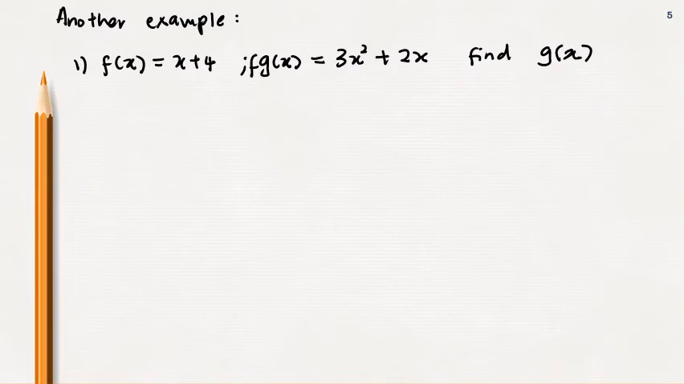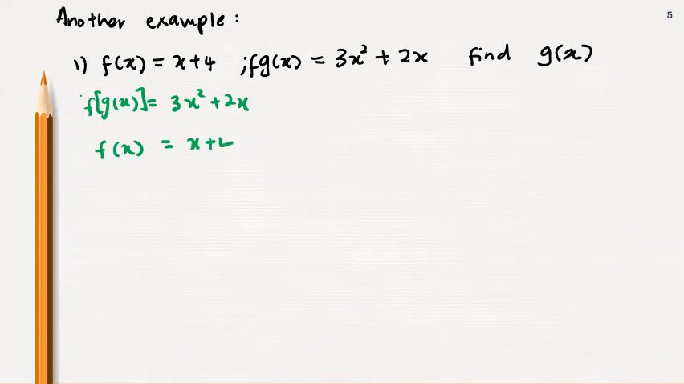Next, another example. Okay, still the same thing. We see that there is a single function, a composite function, and again they ask for the single function. So we start with the composite. fg(x) is equal to 3x square plus 2x, put in a big bracket. Okay, we compare with the single function. So, we take the single function first, f(x) equals x plus 4, because of the single function here.